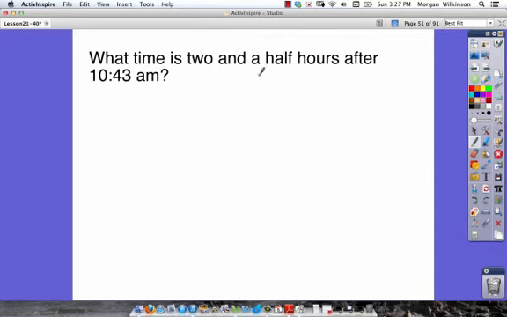What time is 2.5 hours after 10:43 a.m.? Again, these elapsed time problems are tricky because there's only 60 minutes in an hour. So let's say we start at 10:43 a.m. And in this problem, we know we need to go 2.5 hours later. So let's jump ahead 2 hours. 2 hours later than 10:43 must be 12:43. Okay, this is 2 hours later. Now we have another half an hour. So we're going to go another half an hour. We'll make a short arrow for that. And we'll put this is going to be 30 minutes.